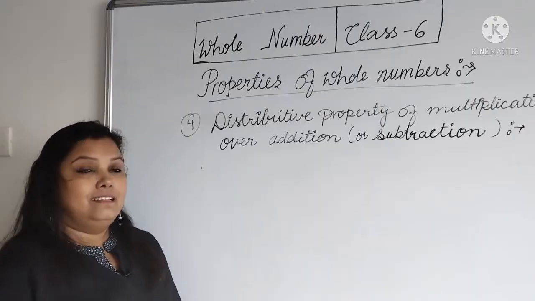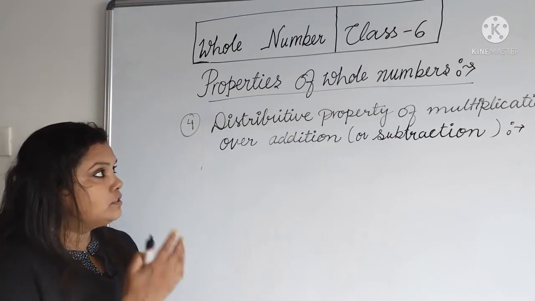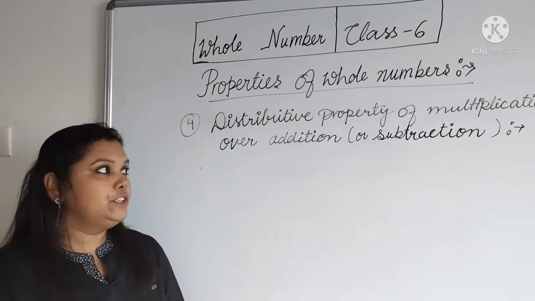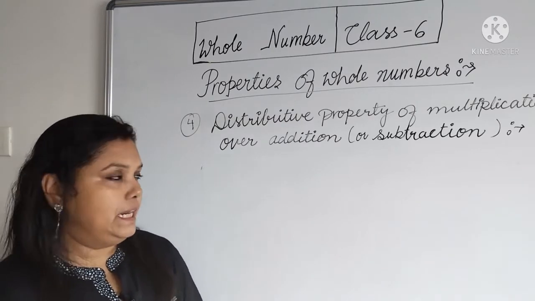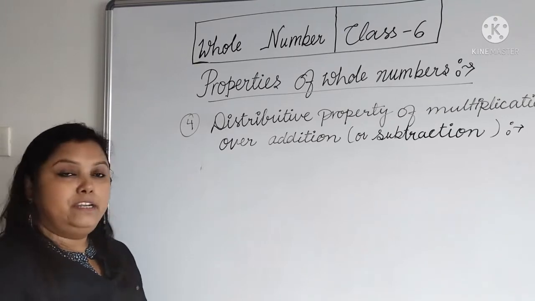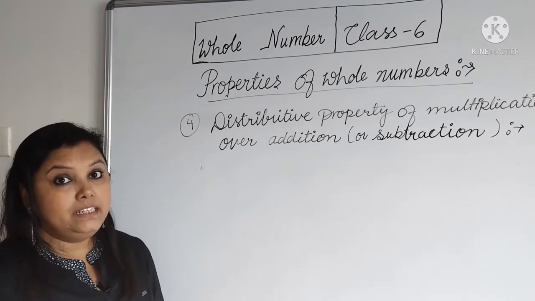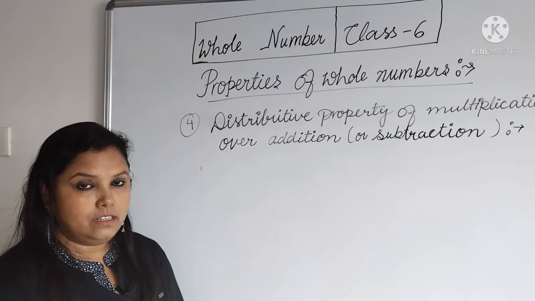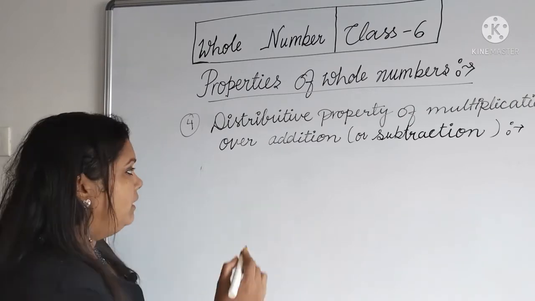Okay. The next property is distributive property of multiplication over addition or subtraction. What does this means? It means that the multiplication of whole number distributes over addition. Okay, now let's try to understand this.